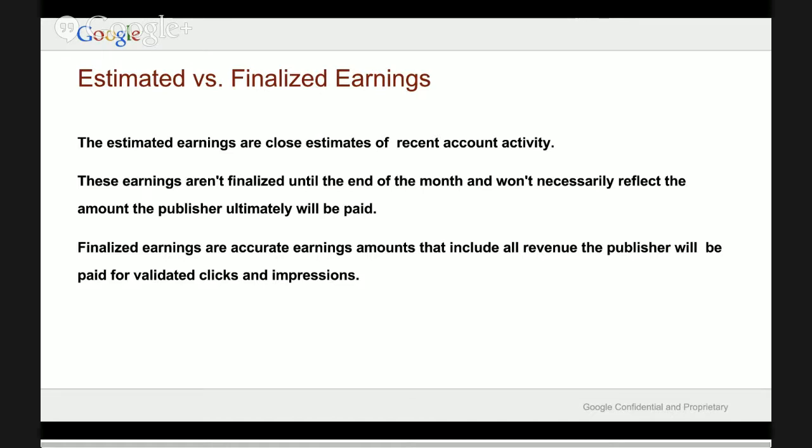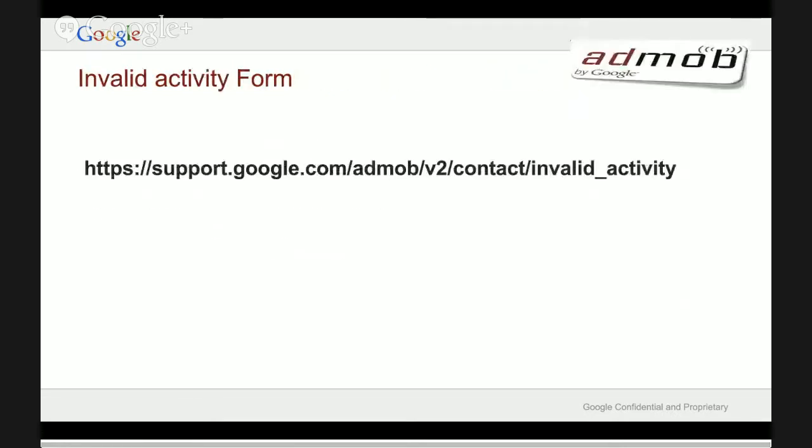If the publisher is seeing a large difference between the estimated and finalized earnings, it is most probably due to invalid click activity, and aspects like the ad placements that we just talked about before should be reviewed as soon as possible to avoid a large amount of invalid clicks the next time. And the last advice: if the publisher suspects sabotage or any invalid click activity by a third party, he can use this form I'm showing right now to report it to the spam team.